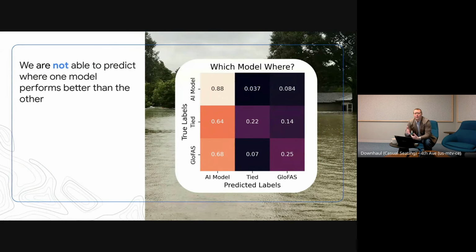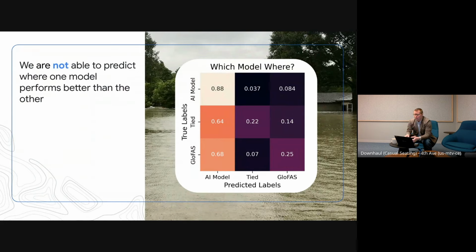And we played all kinds of games because there's sort of an 80-20 split on the training data. 80% of the time the AI model works better, 20% of the time GLOFAS works better. So we have to play some games with this imbalanced training data set. But really, no matter what we do, the classifier is not able to differentiate where GloFAS will perform better than the AI model.